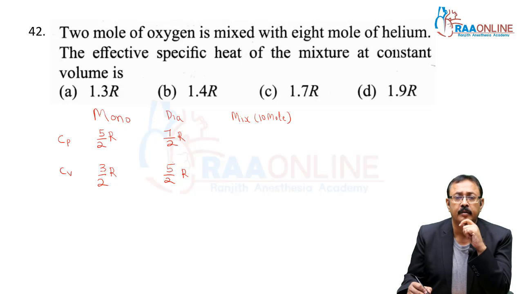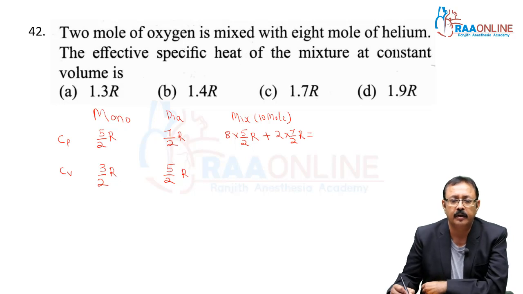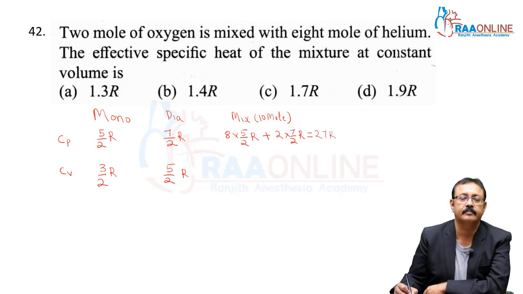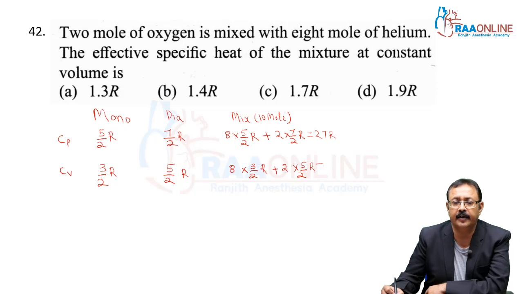What are we getting now? For monoatomic gas, helium, 8 moles, at constant pressure we need 8 into 5/2 R. For 2 moles of oxygen, we need 2 into 7/2 R. So the total energy required for 10 moles is 20 R plus 7 R, 27 R. For Cv, 8 moles gives 8 into 3/2 R plus 2 moles of diatomic oxygen, 2 into 5/2 R. So the total energy required is 12 plus 5, 17 R.